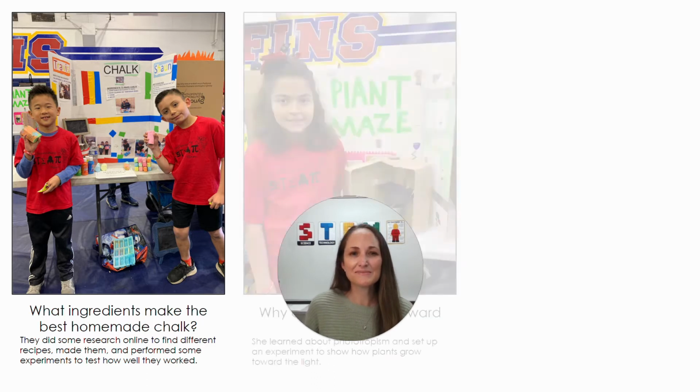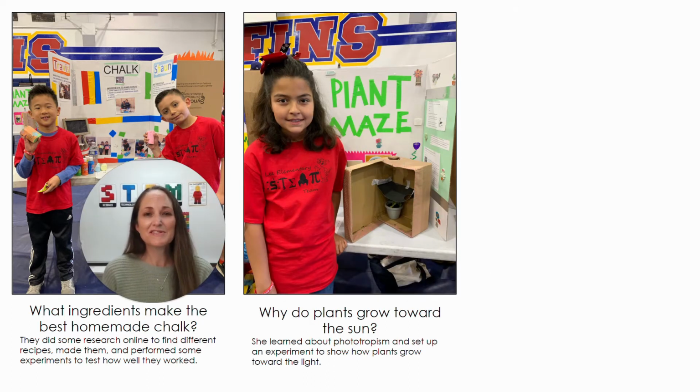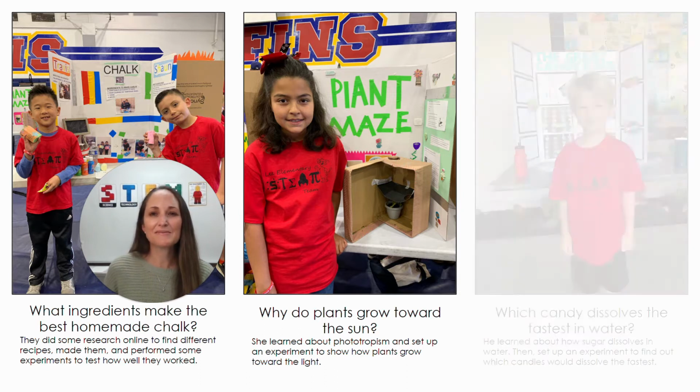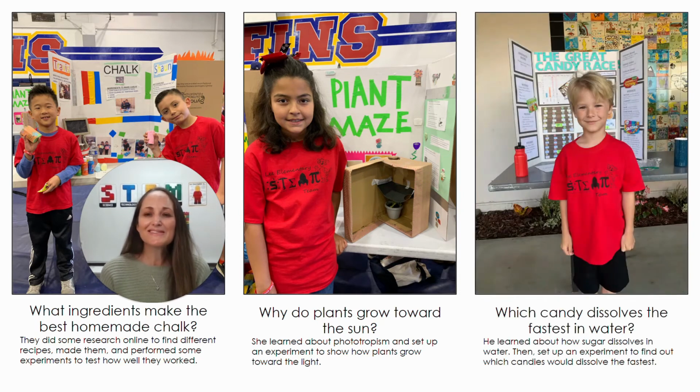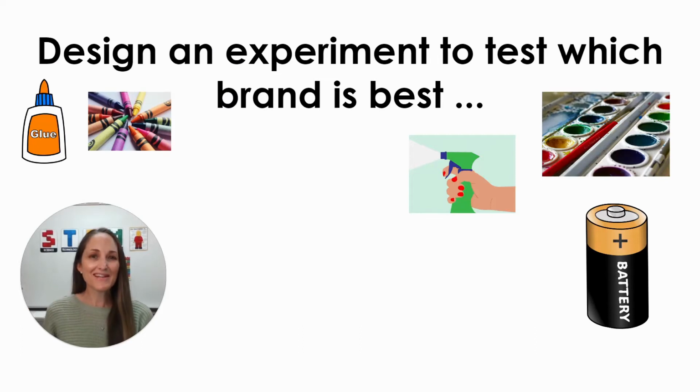This student was curious to know, why do plants grow toward the sun? She learned about phototropism and set up an experiment to show how plants grow towards the light. And this student wanted to know which candy dissolves the fastest in water. He learned about how sugar dissolves in water, then set up an experiment to find out which candies would dissolve the fastest. Here is another scientific investigation idea. You can design an experiment to test which brand is best.